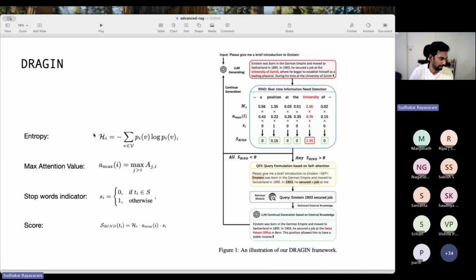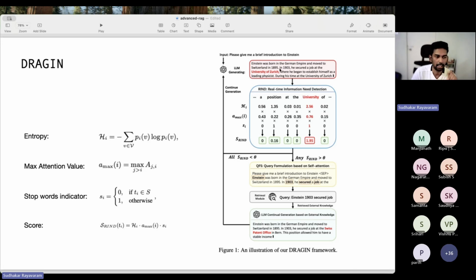So let us take this example, right? This is what the paper tries to explain, what DRAGIN is fundamentally saying that will help with better RAG. Here, if you see this input, there is a question already asked. Say the question is, please give me a brief introduction to Einstein. Very straightforward, simple question. And the LLM is generating, so it is not one shot. It is generating all these words. Einstein was born in the German Empire and moved to Switzerland in 1985.